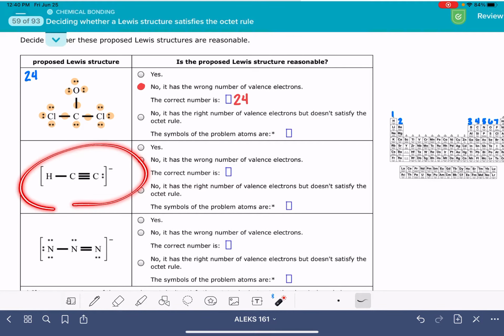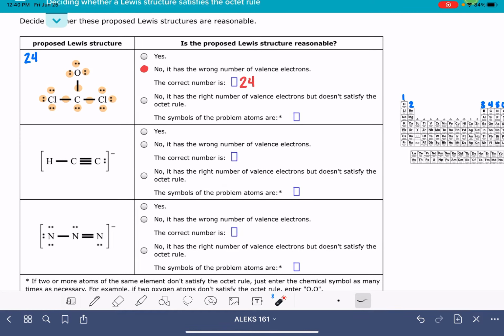Now let's move on to our next molecule. Let's begin by checking the number of valence electrons. Hydrogen has 1 valence electron, carbon has 4, carbon also has 4, and this time we have a negative charge. If we have a negative charge, that means we need to add electrons, as many as the charge indicates. So if it's a -1 charge, that means we add 1 electron. 1 plus 4 plus 4 plus 1 is 10, so that means this molecule should have 10 valence electrons. Let's count up, see how many we have. 2, 4, 6, 8, 10. So we know that it has the correct number of valence electrons. This is not an option for us.